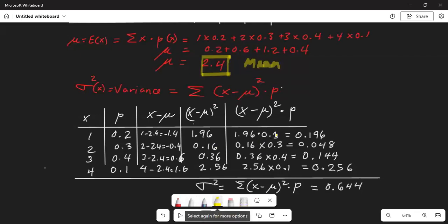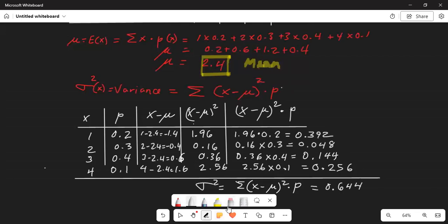So 1.96 times 0.2. Okay. 1.96 is the deviation squared multiplied by the corresponding probability, which is 0.2. 1.96 times 0.2 is 0.392. Okay, so 0.392. So let's erase that and write it correctly. It's 0.392.